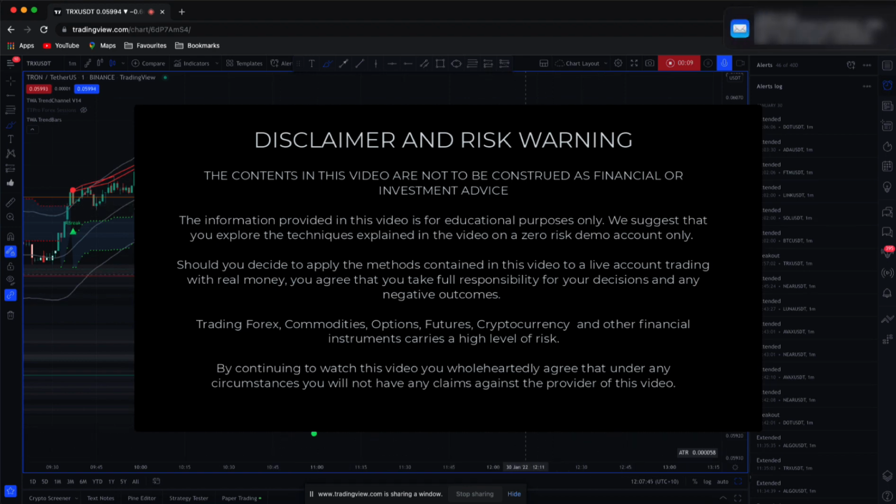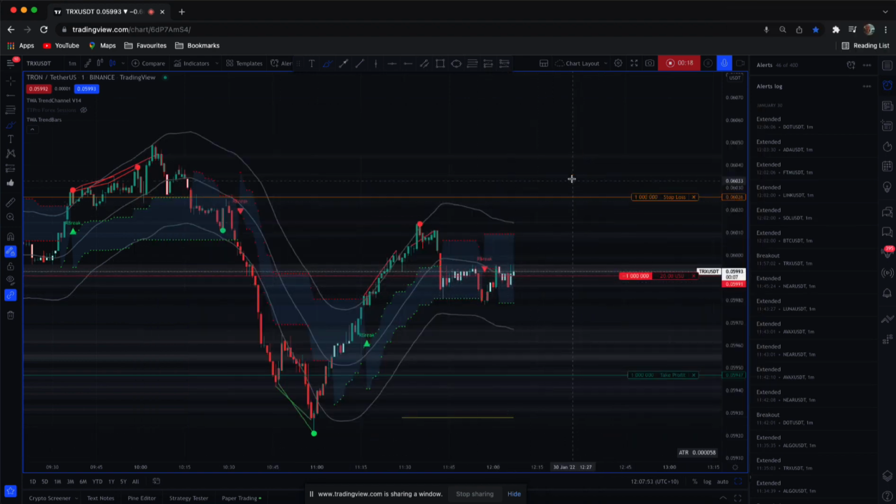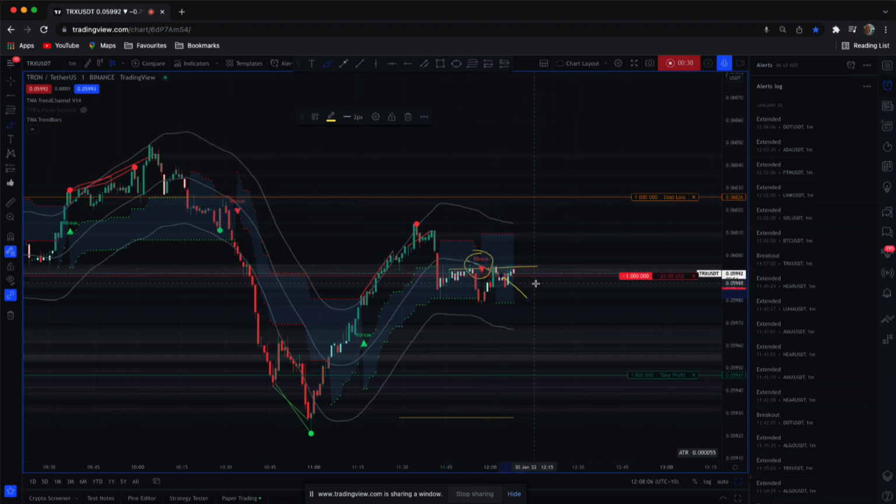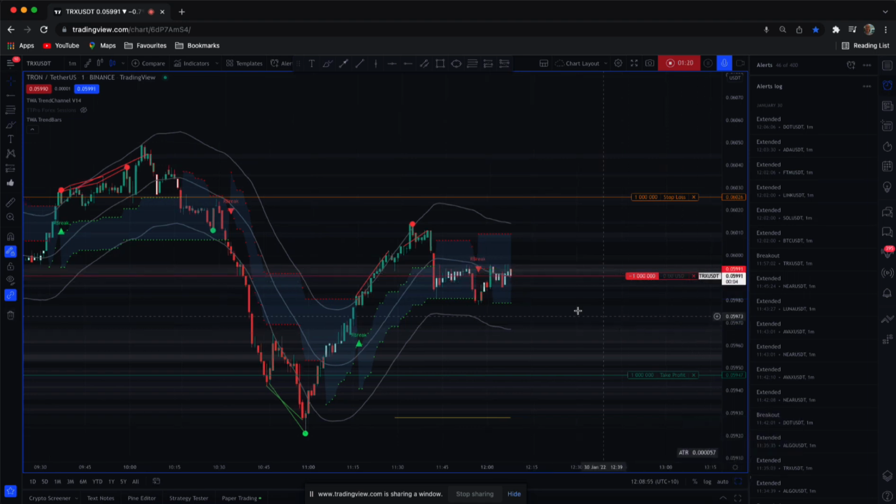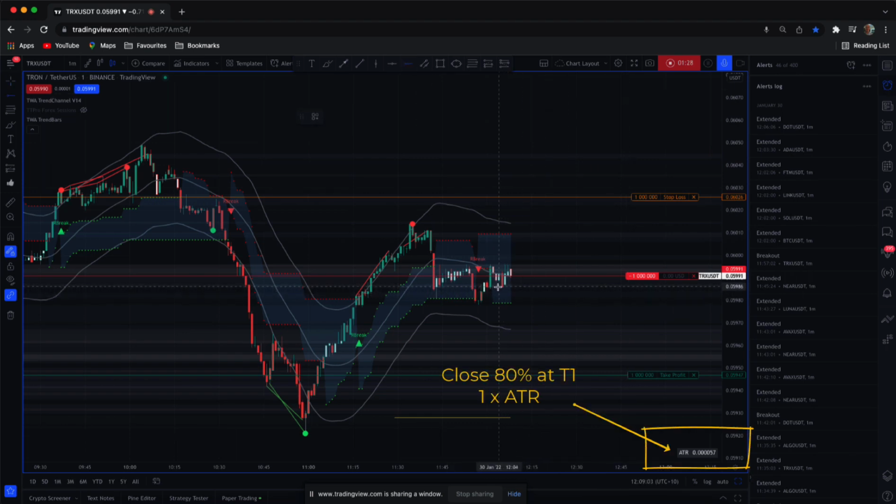I'm just doing this and shorting this based on this signal here. A breakout, and I'm always looking for the retest back into the mean, and then we take the trade. I'll be looking for a target for 80% partial profits, around about 1 times the ATR.